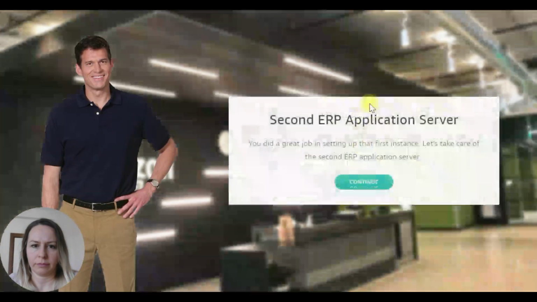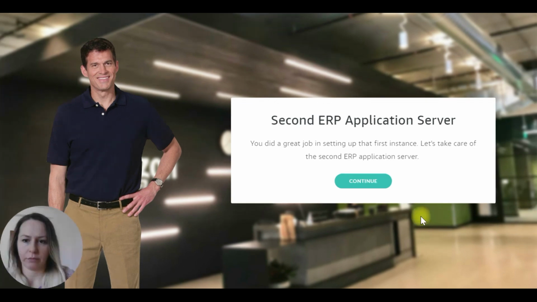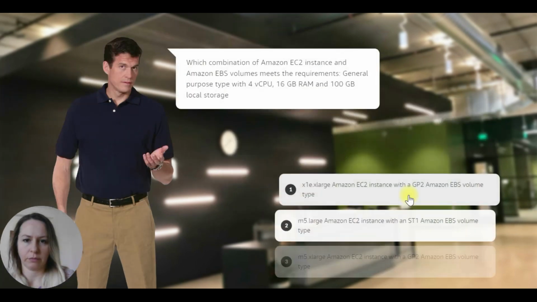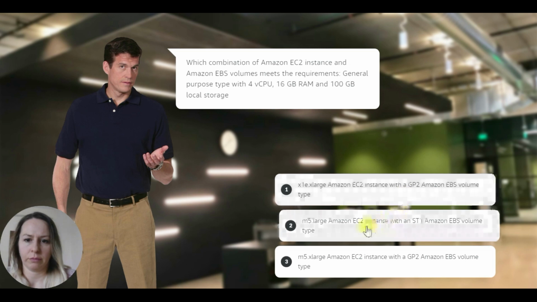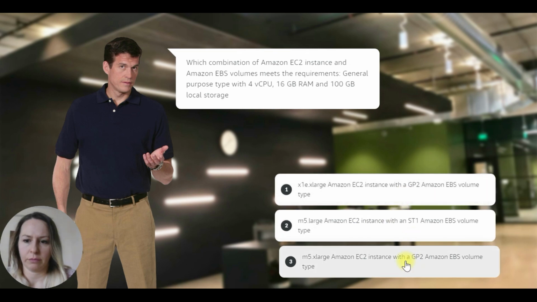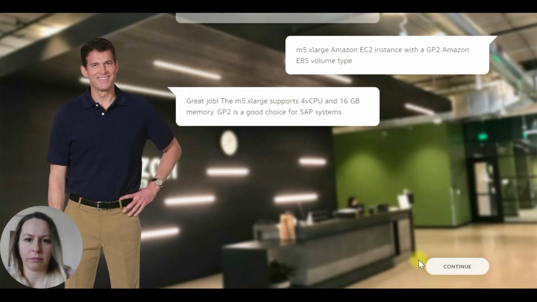Second ERP application server. You did a great job in setting up that first instance. Let's take care of the second ERP application server. Which combination of Amazon EC2 instance and Amazon EBS volumes meets the requirements? General purpose type with 4 CPU, 16 GB RAM and 100 GB local storage. Great job! The M5.xlarge supports 4 CPU and 16 GB memory. GP2 is a good choice for SAP systems.